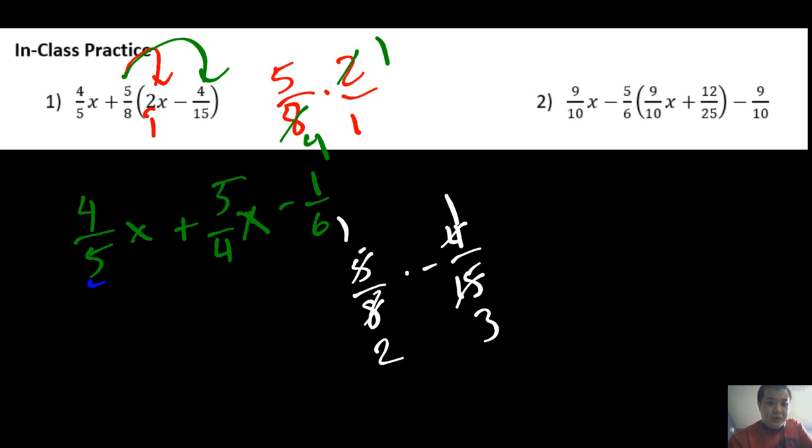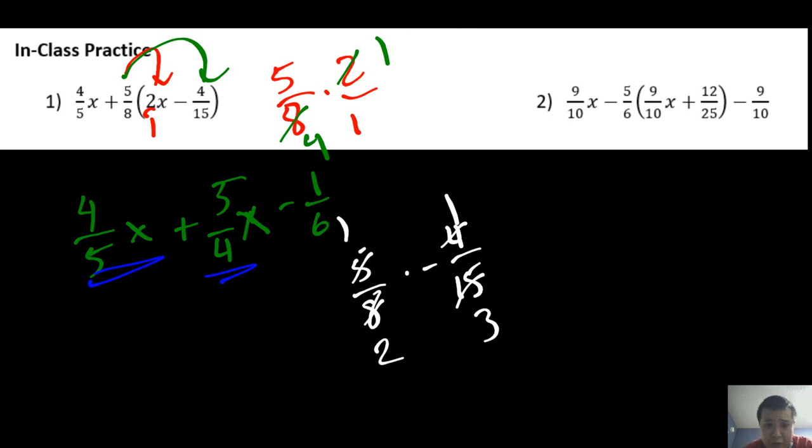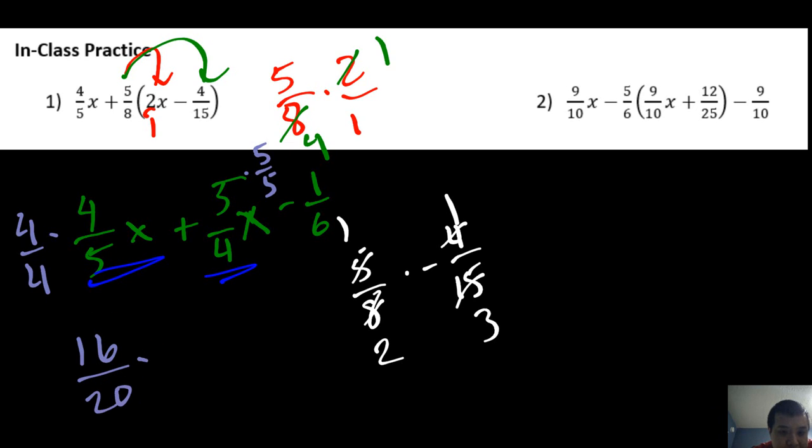So right here we have these two as like terms. We're going to have to multiply the 4/5 by 5, or 4 over 4, excuse me. And then we're going to have to multiply the 5 over 4 by 5 over 5 to get the common denominator of 20. So we get 16 over 20x plus 25 over 20x. And don't forget about our constant of minus or negative 1/16.